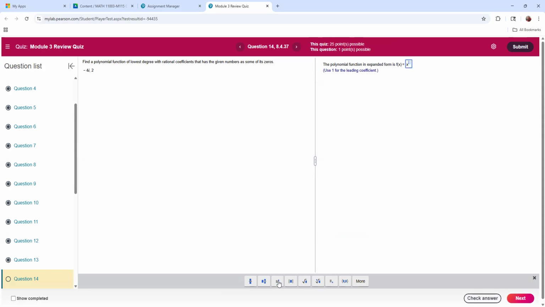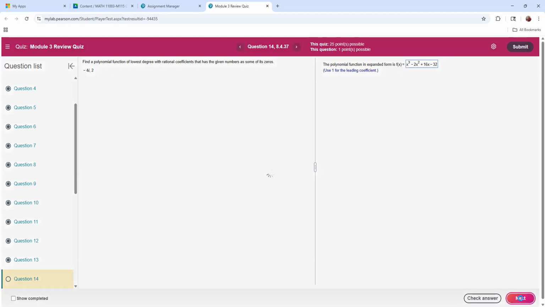X cubed, arrow right, minus 2x squared, arrow right, plus 16x, and then minus 32. So y'all just put the polynomial in there. We don't have to put anything else on that one, okay? And then check your answer.